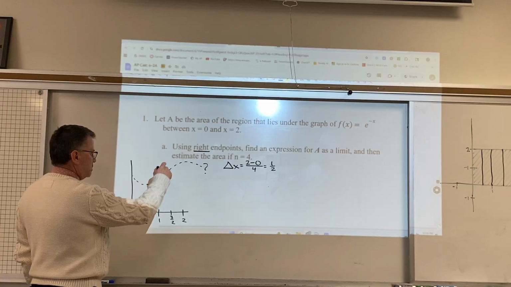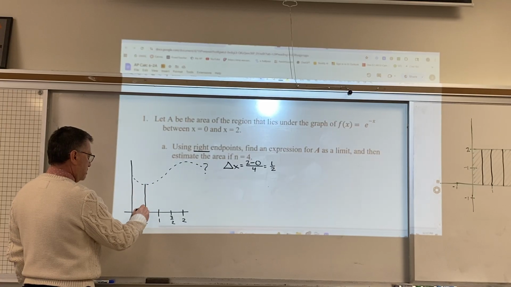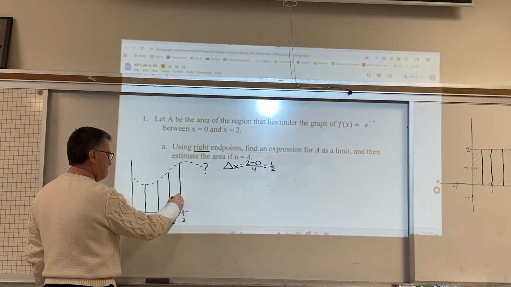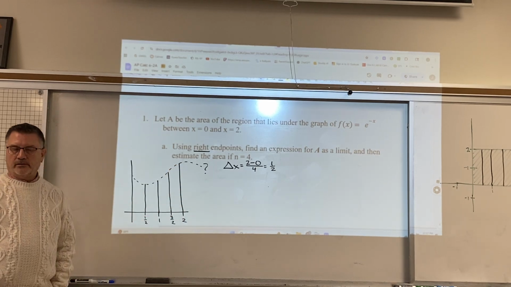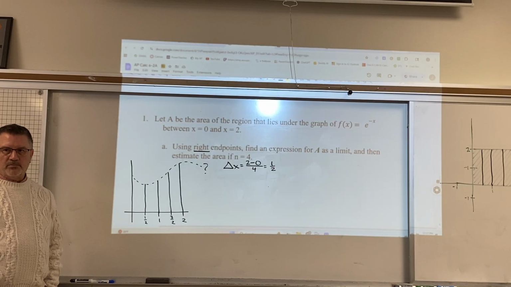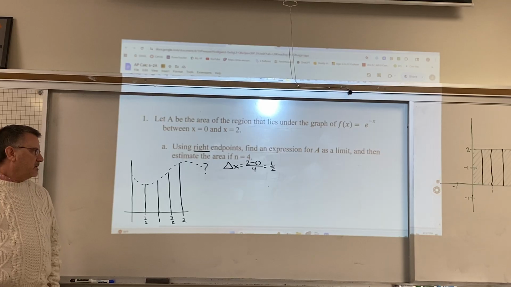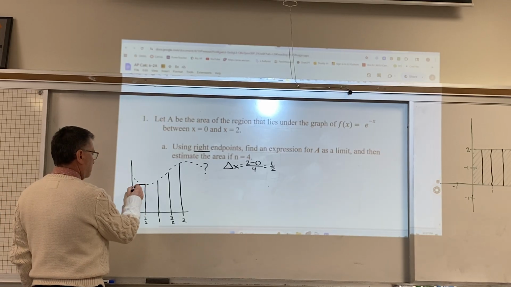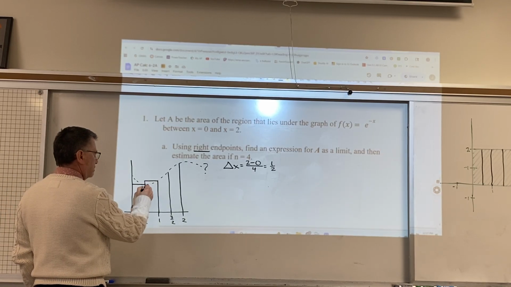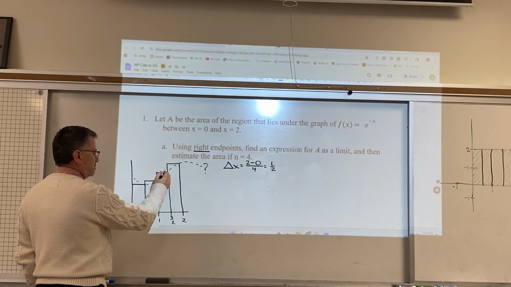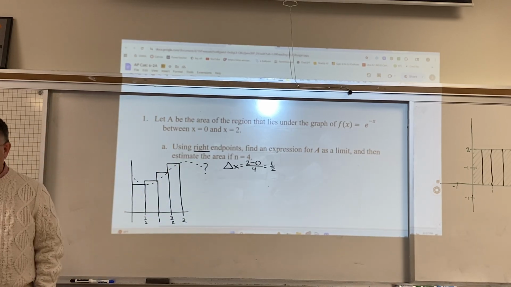And I want to use the right side, so I want to use this one, and this one, and this one, and this one. I don't really care what the graph looks like, because I'm going to plug it into the actual equation. And it's going to give me the area of these rectangles, whatever that graph looks like. Which means I can do it for any single graph.